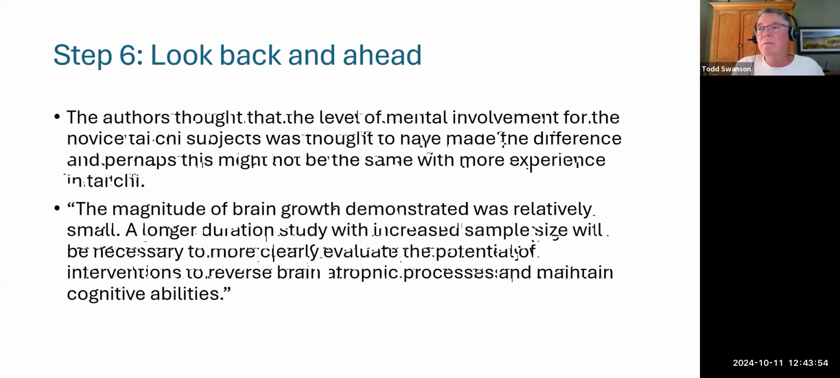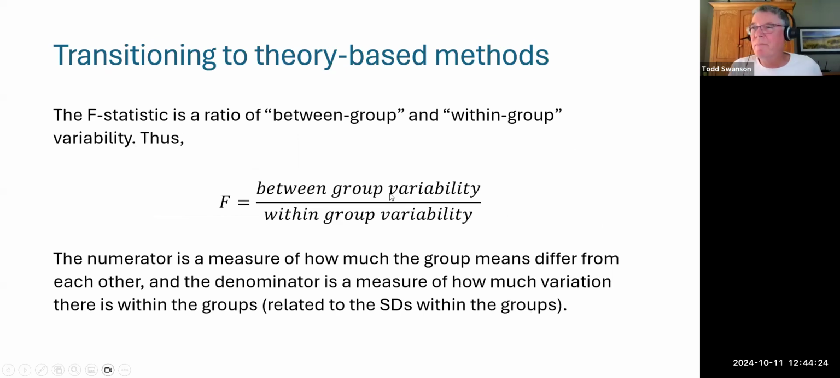And then, kind of like we saw, they said the magnitude of brain growth demonstrated was relatively small. So it wasn't this big difference, like, wow, what a huge difference. We got a p-value that was small, but not really small. And they thought a longer duration study with an increased sample size would be necessary to really show there are some good potential interventions for reversing the brain atrophic process and maintaining those cognitive abilities. Getting that oxygen flowing to the brain.